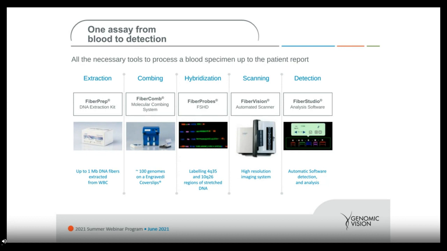Then we use our FSHD probes to hybridize the FSHD signals for chromosome 4 and D4Z4. Our automated scanner called FiberVision images the entire cover slip by taking 25 by 25 pictures and stitching them together in order to digitalize the cover slip from a physical one to a digital one. Later, our FiberStudio software performs a semi-automated analysis to identify and quantify the D4Z4 shortening and the complex rearrangements happening on it.